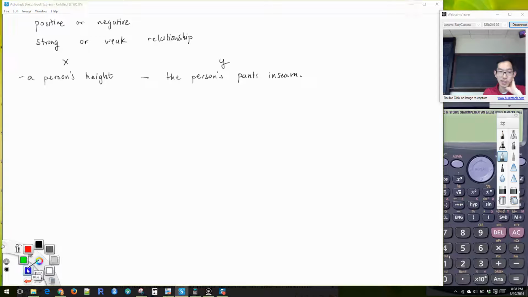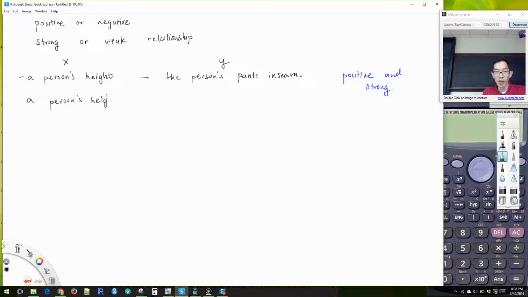Okay, so what do you think? Positive and strong, right? So we would expect tall people to have large pants inseams, and we expect the relationship here to be quite strong. So this will be positive and strong. Is that okay with everybody? Okay. What if we do a person's height and the person's weight?